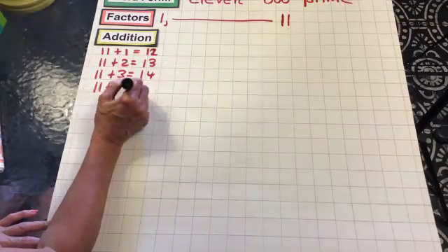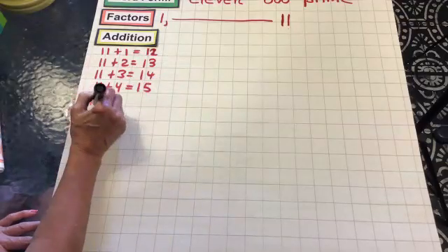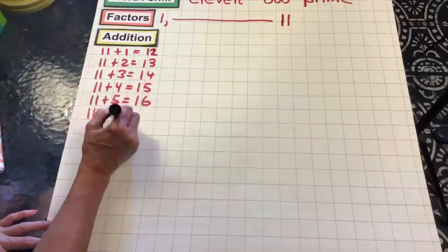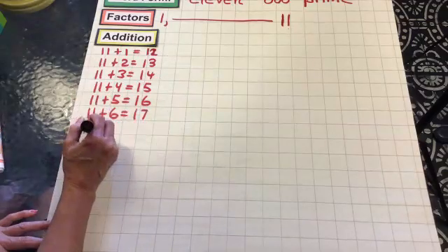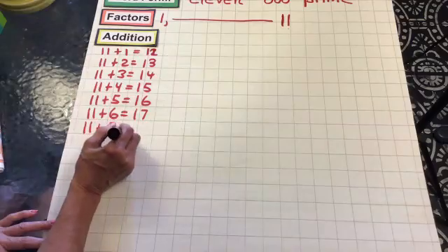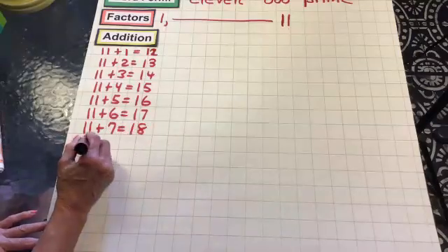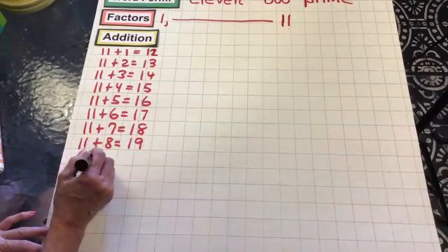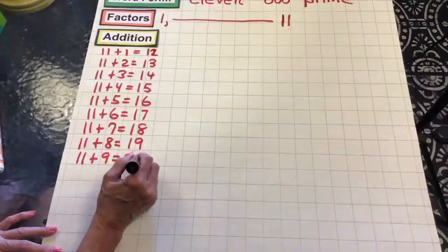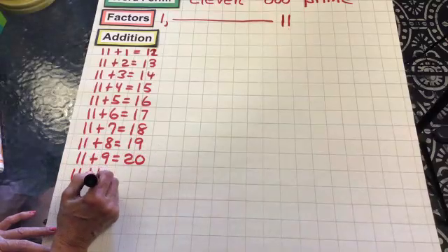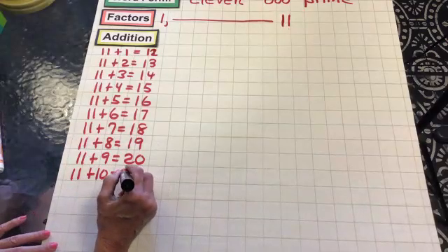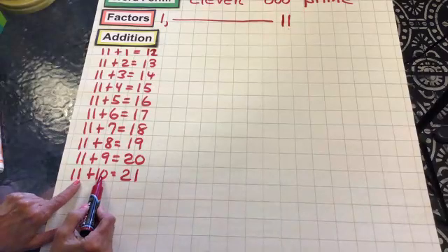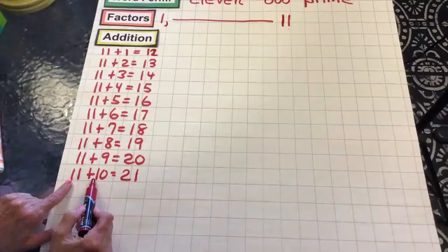11 plus 3 equals 14. 11 plus 4 equals 15. 11 plus 5 equals 16. 11 plus 6 equals 17. 11 plus 7 equals 18. 11 plus 8 equals 19. 11 plus 9 equals 20. And 11 plus 10 equals 21.